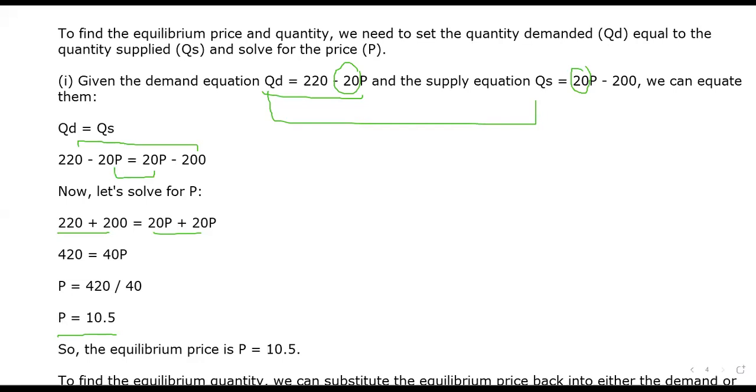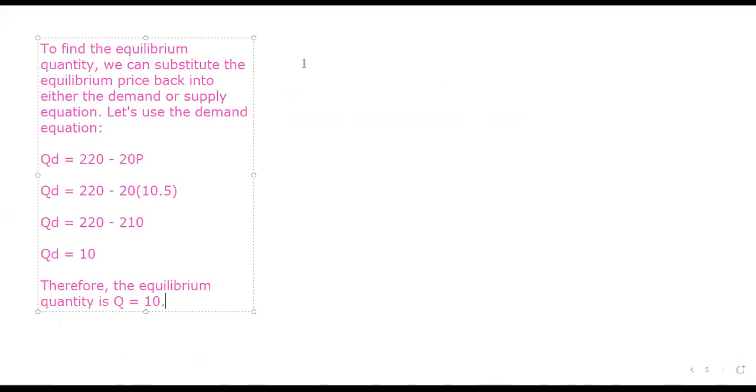All right. So we can further go to calculate the equilibrium quantity. To find the equilibrium quantity, we just substitute the price back into either the demand or the supply function. You still get the same answer. So where there's price, we put 10.5. So 220 minus 210, we're going to get a 10. So the equilibrium quantity is 10.